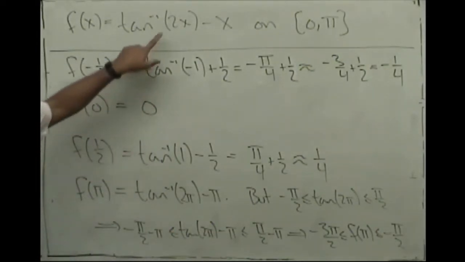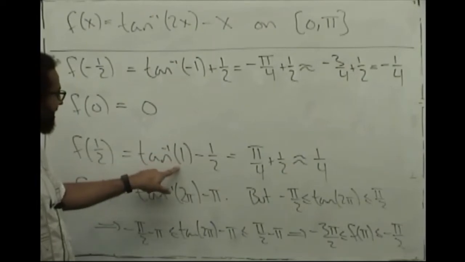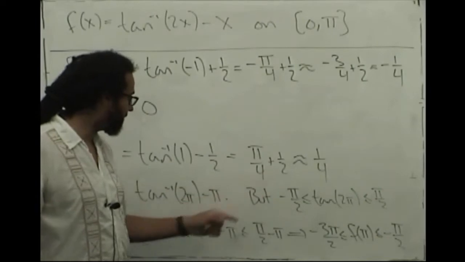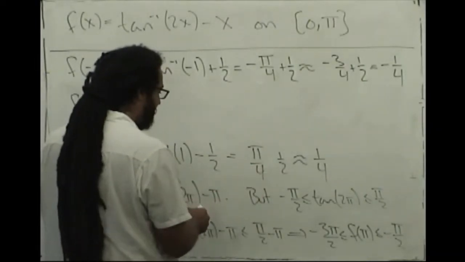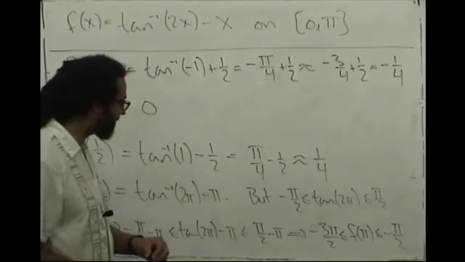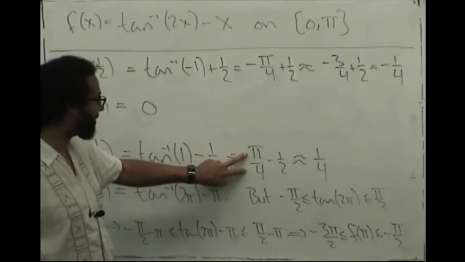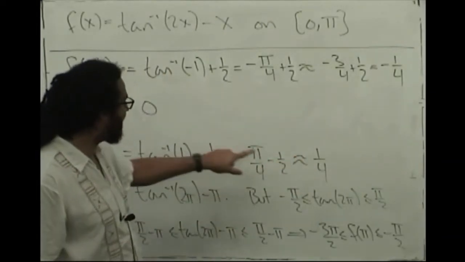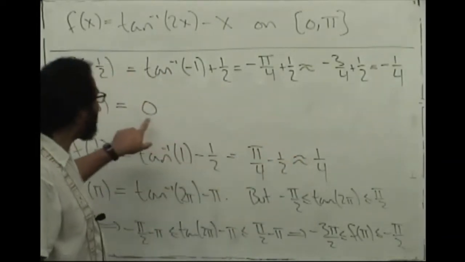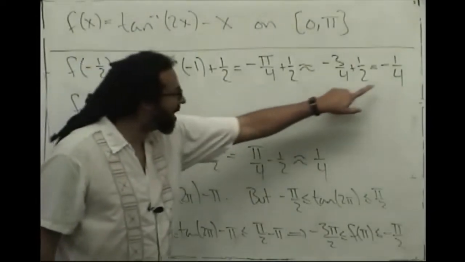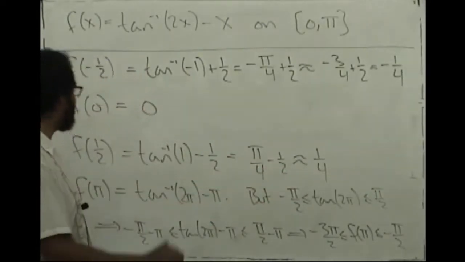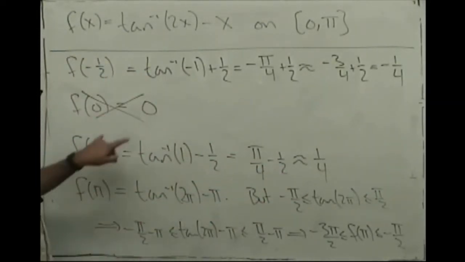F of 1/2. Well, when I plug in 1/2 everywhere I see an x, I get tangent inverse of 1 minus 1/2. Tangent inverse of 1 is pi over 4, and so minus 1/2. So here I'm going to get roughly 3/4 minus 1/2, so that's positive 1/4 roughly. So here I get a positive number. That means 0 is neither an absolute minimum because of this thing, nor is it an absolute maximum because of this thing. So we can rule this out, right? This is not going to give us an absolute max or an absolute min.